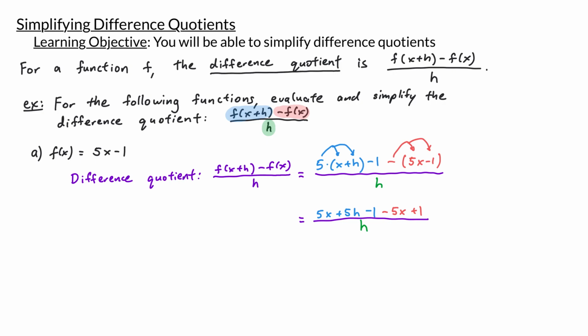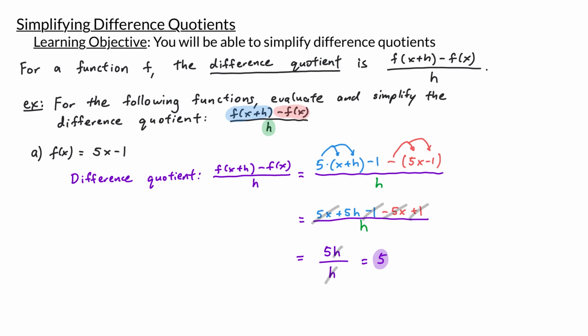Looking at the numerator here, we see that certain things are going to cancel out. For example, we have a positive 5x and a negative 5x, so those two cancel out. We have a negative 1 and a plus 1, so those cancel out. We're left with 5h in the numerator and h in the denominator, and since there's a common factor of h both on top and the bottom, we can cancel those out, leaving us with just 5. And so this here is our simplified difference quotient.